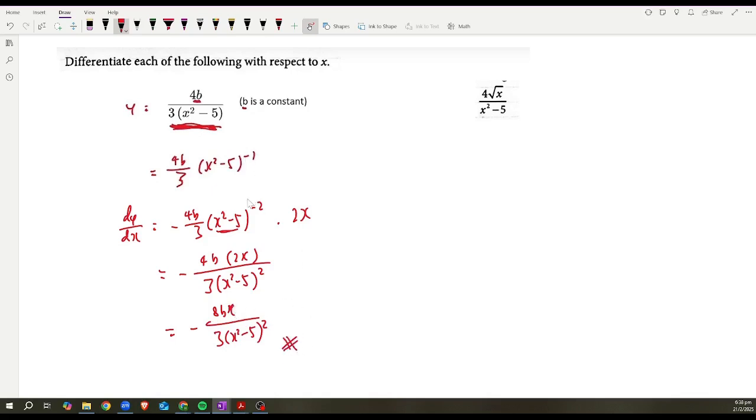Okay, so you only need to use quotient rule when there's an x term in the numerator as well as the denominator. In the one that we just did, it's just a constant in the numerator, so you don't have to use quotient rule.